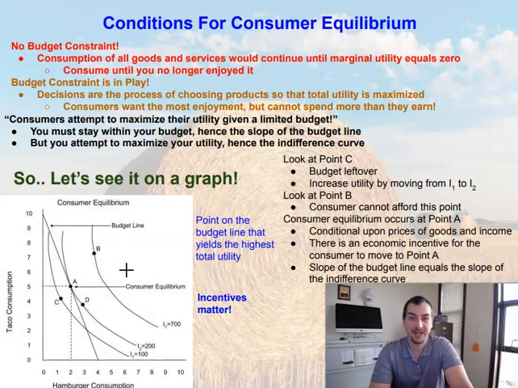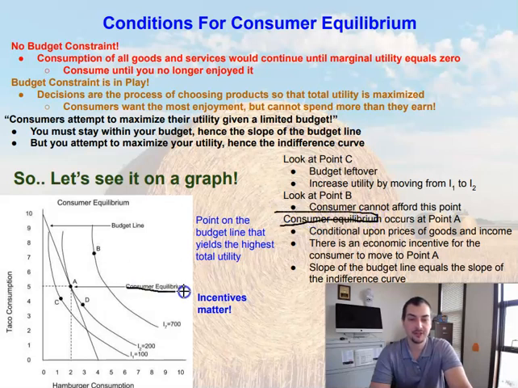Because we can't afford that spot, we are incentivized to move to a lower indifference curve. We are incentivized to move back to point A because we can't afford point B. By the same token, we can't afford point D either. And because we can't afford point D, in all 3 cases, we're moving back to point A. So point A is what we know as consumer equilibrium.